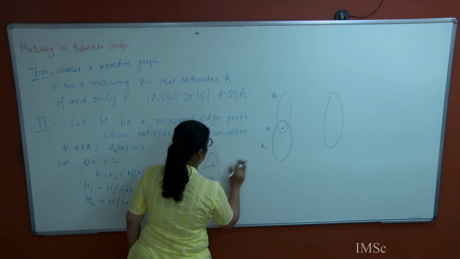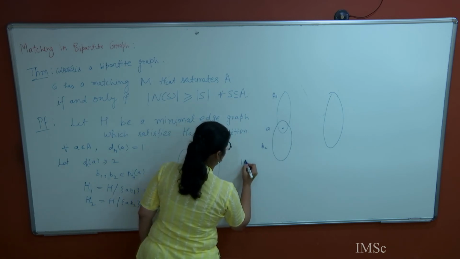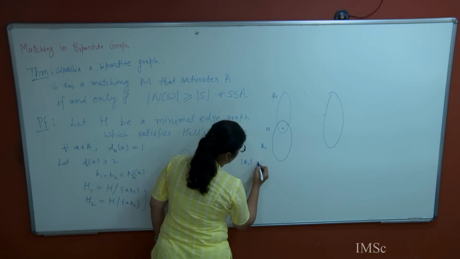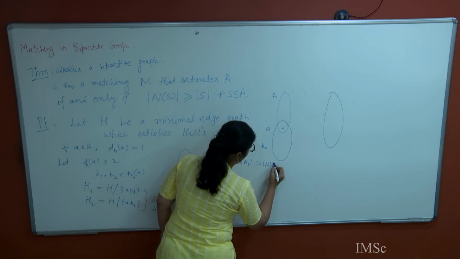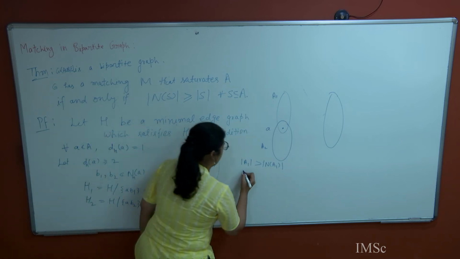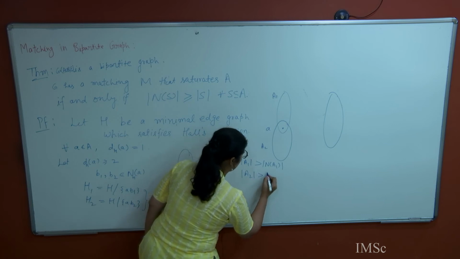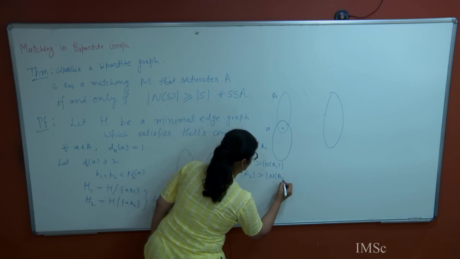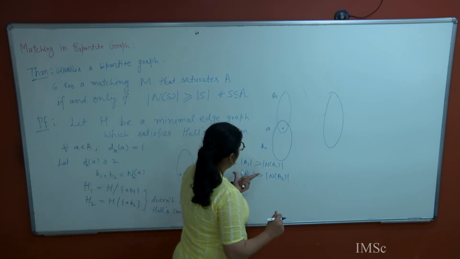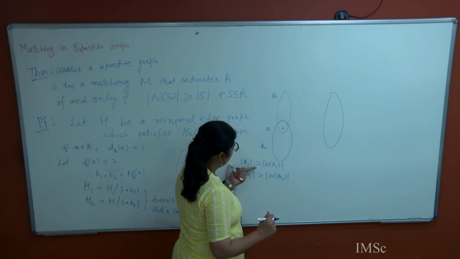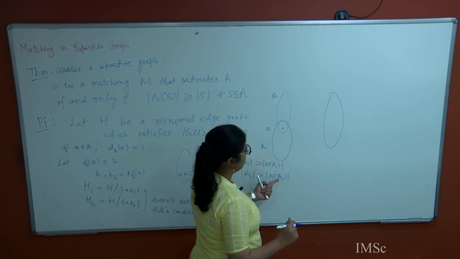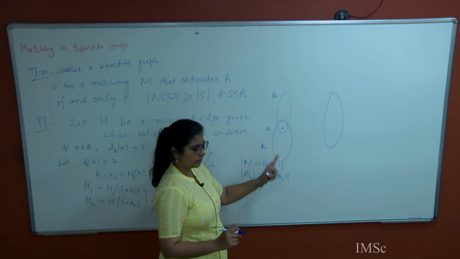Okay. So, there exists some A1 such that cardinality of A1 is strictly greater than neighborhood of A1. Okay. And similarly, cardinality of A2 is strictly greater than neighborhood of A2. Okay. So, for these two sets Hall's condition fails.